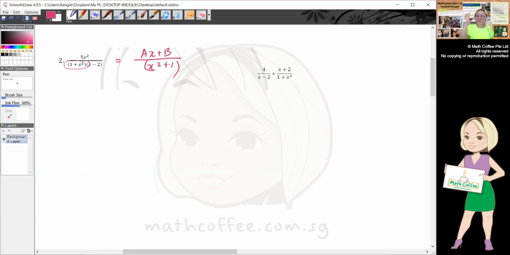Okay? That's a case 3. Then this x minus 2 is linear, so it applies case 1. So I put plus C over x minus 2. Okay? So now let's see.